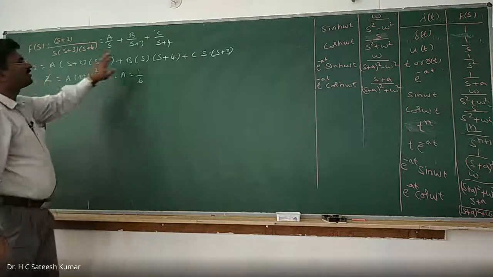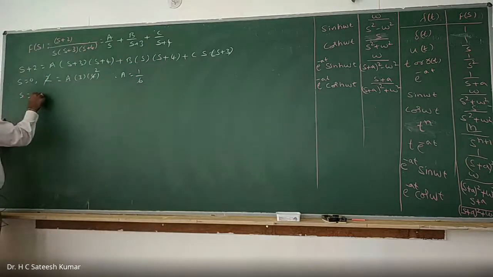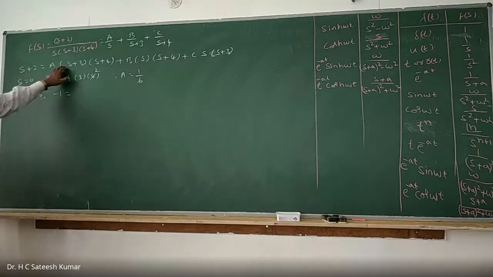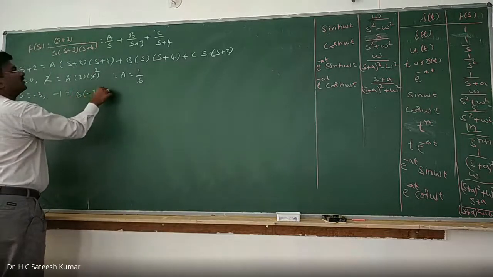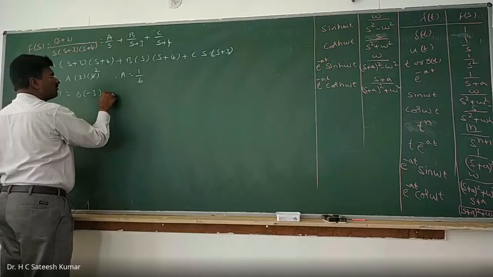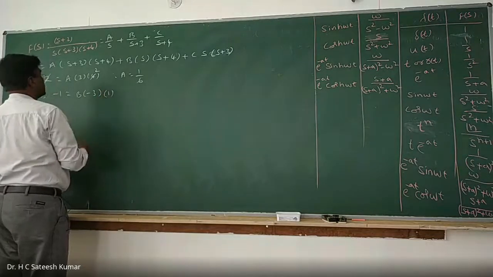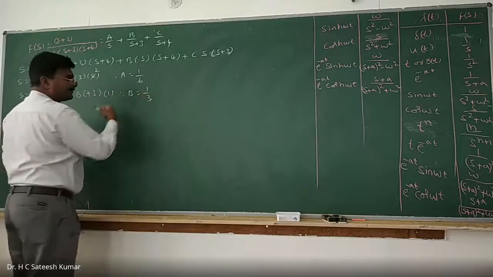With s is equal to 0, the other terms become 0. Put s is equal to minus 3. S plus 2 is minus 1. The other terms become 0. B into minus 3 into minus 3 plus 4, which is 1. So the minus signs cancel. Therefore B is equal to 1 by 3.